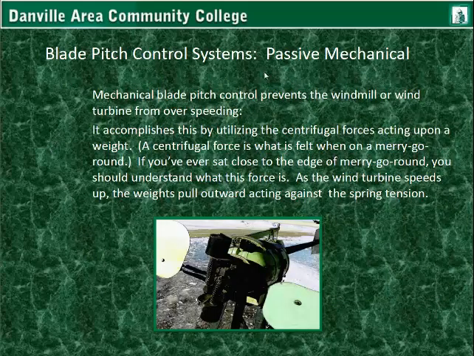So rather than passive stall, this is a type that's also passive. It's called passive mechanical. Mechanical blade pitch control prevents the windmill or wind turbine from overspeeding, and it does this by utilizing the centrifugal forces acting upon the weight. In case you're unfamiliar with centrifugal forces, it's what's felt when you're on a merry-go-round. Let's say you're sitting at the edge of it, and you feel the force trying to throw you off the merry-go-round. That's the centrifugal force.